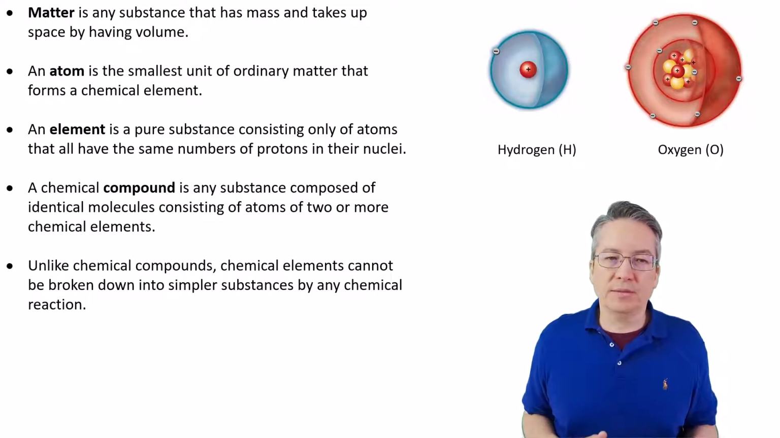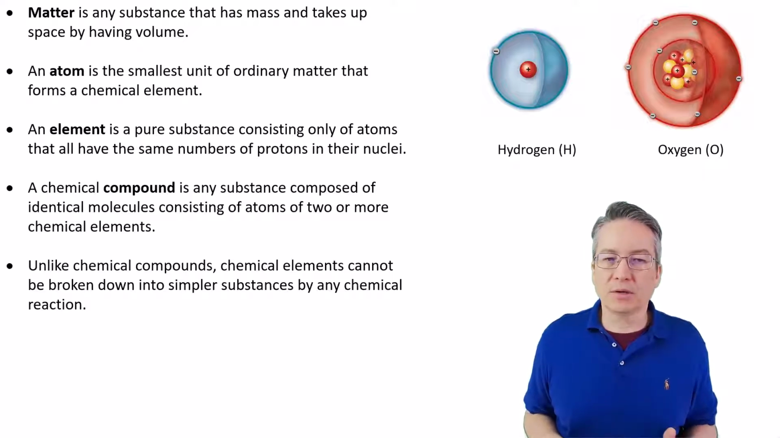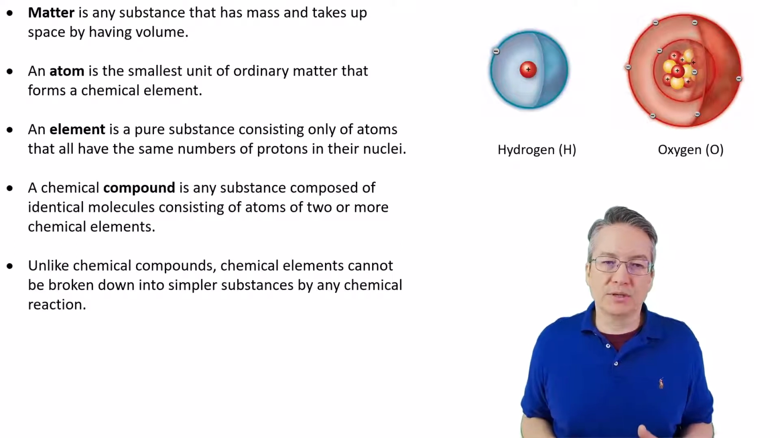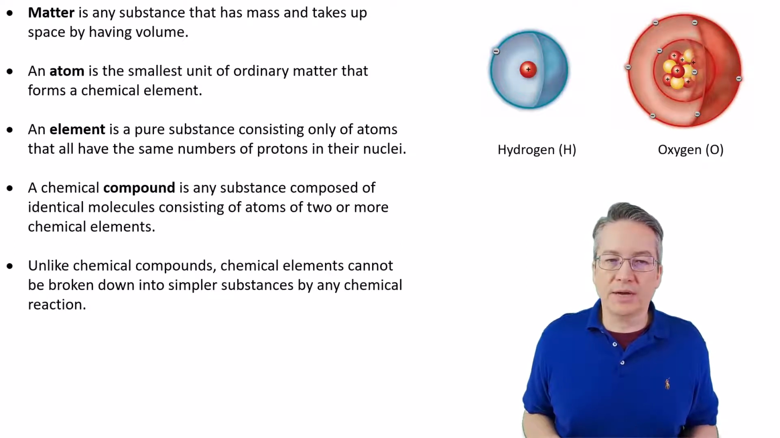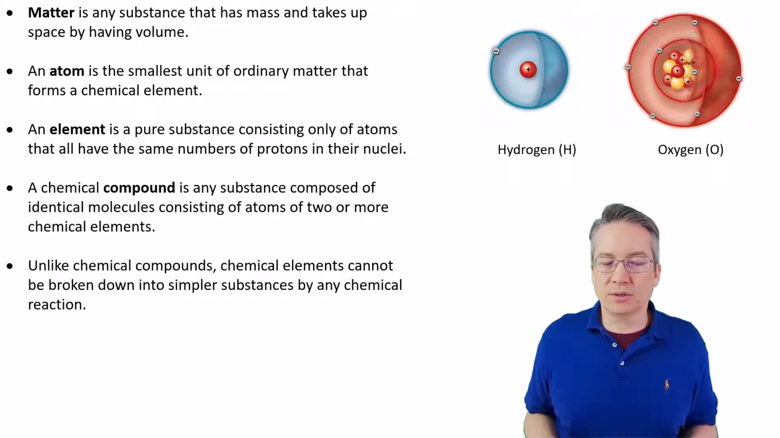Moving on, we have an element. An element is a pure substance consisting of only atoms that all have the same number of protons in their nuclei. A chemical compound is any substance composed of identical molecules consisting of atoms of two or more chemical elements. An example of a chemical compound that you all know is H2O. That's water. So it's two hydrogen atoms together with one oxygen atom. Unlike chemical compounds, chemical elements can't be broken down into simpler substances by any chemical reaction.